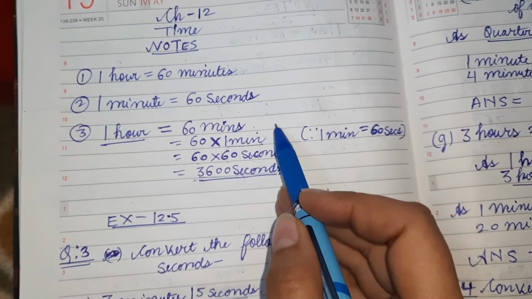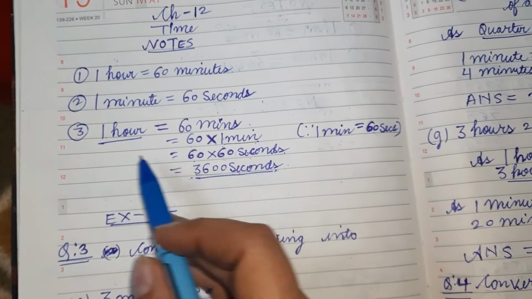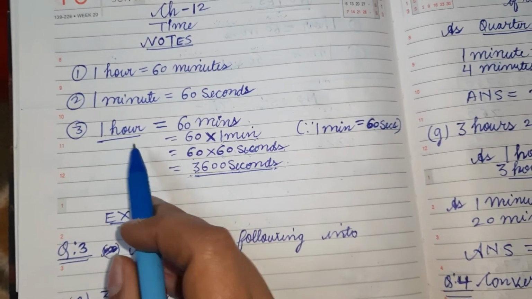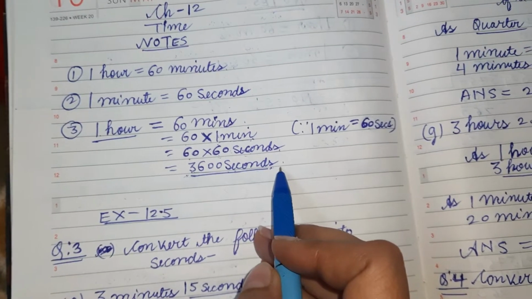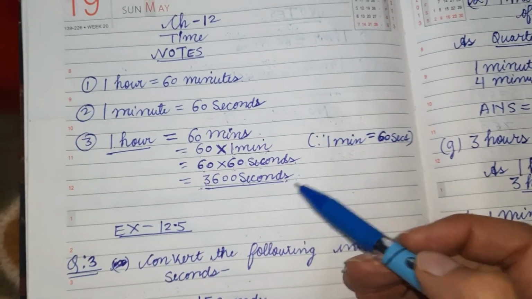The calculation is here on top, so you can refer to these calculations before learning the equation that 1 hour is equal to 3600 seconds. So these 3 points should be learnt by heart by you.